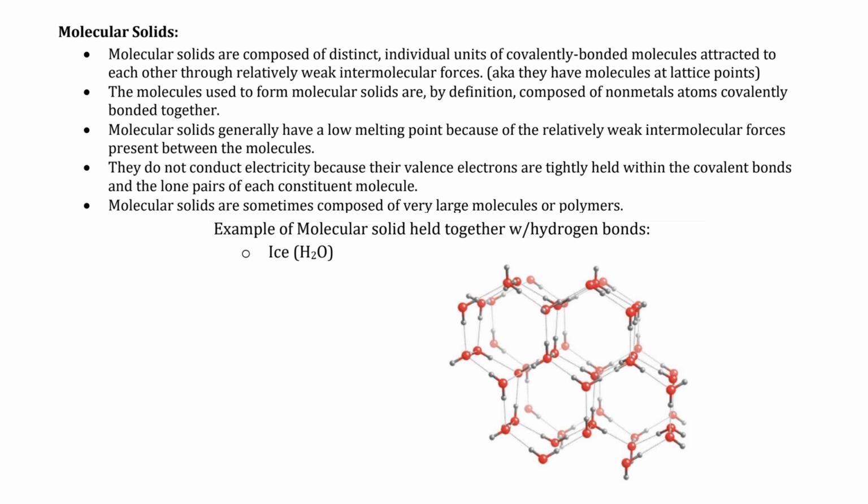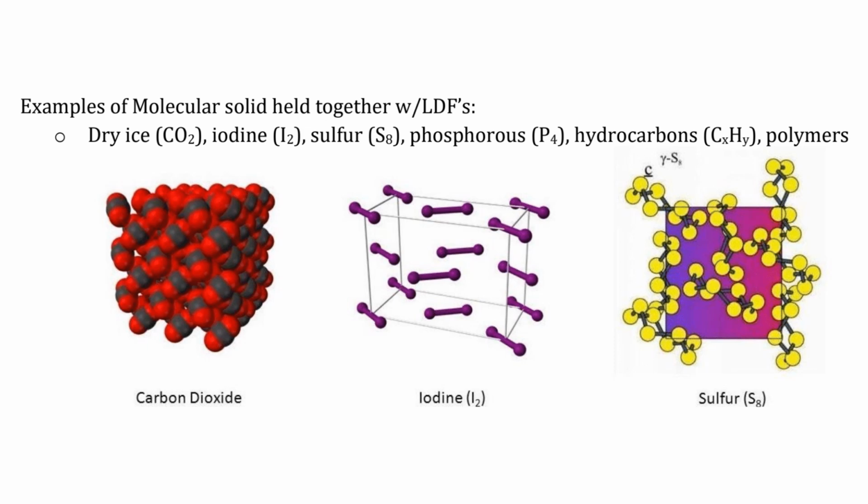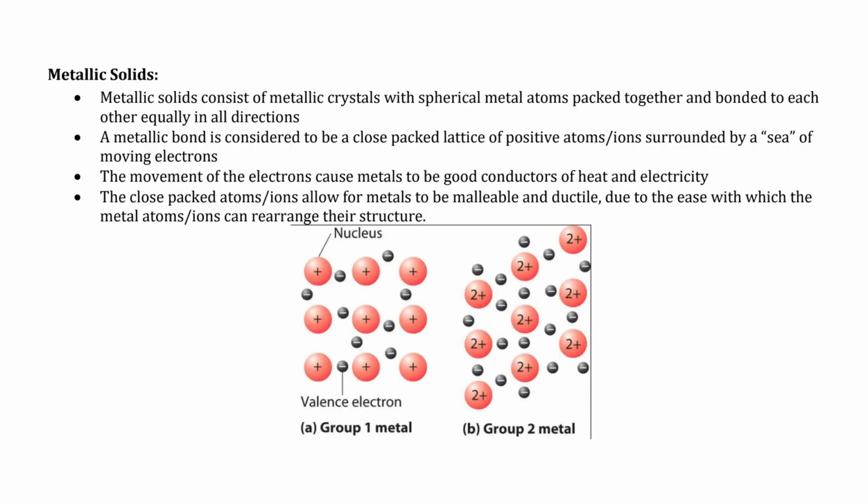Molecular solids consist of distinct individual units of covalently bonded molecules attracted to each other through weak intermolecular forces. They're composed of nonmetals covalently bonded together. They have a low melting point because the forces are relatively weak in comparison to the others. They do not conduct electricity because their valence electrons are held tightly within the covalent bonds. So an example of a molecular solid is ice, water, which has a structure. Other examples of molecular solids: dry ice, CO2, iodine, I2, sulfur, S8, phosphorus, P4, and hydrocarbons and polymers.